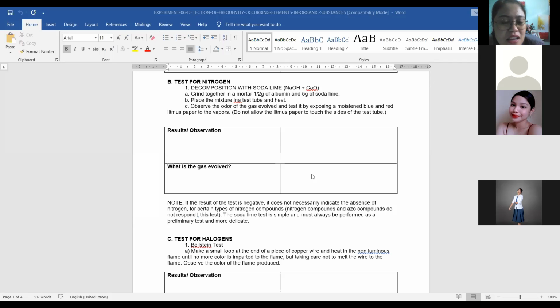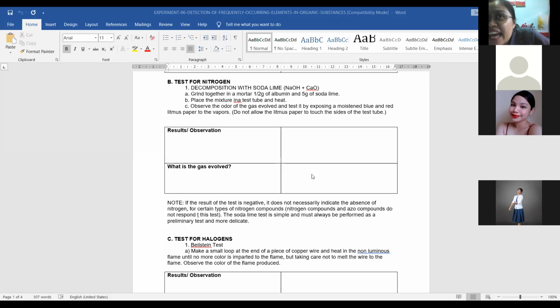So this is the process of testing. We decompose the protein using soda lime. Soda lime is sodium hydroxide plus calcium oxide. And then what will happen is the contents of the protein will separate and something will be produced. So the question there is, what is the gas evolved? The gas evolved is actually ammonia.